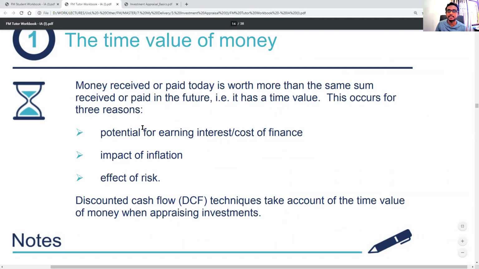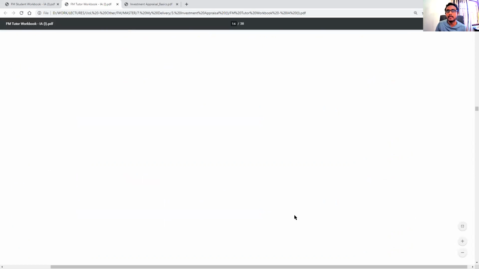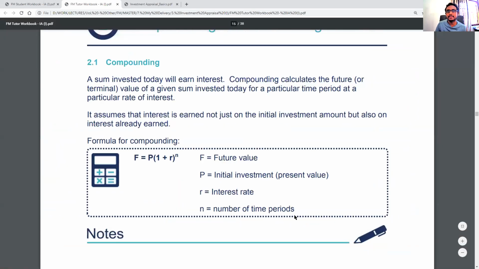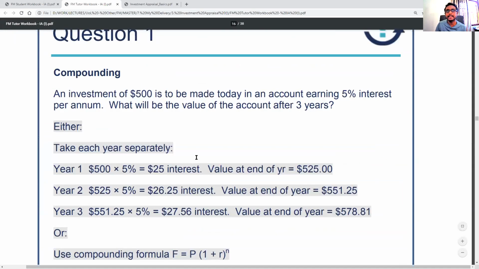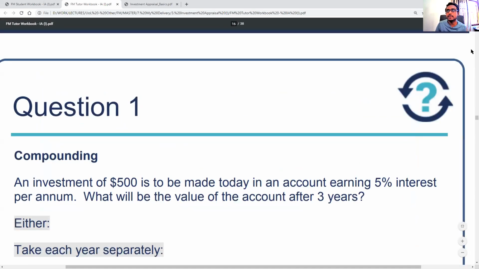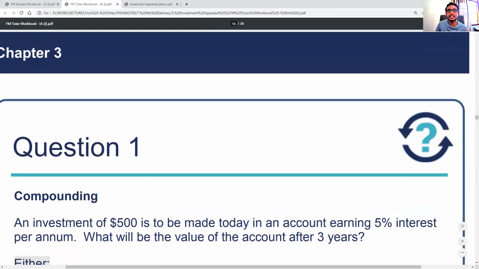This occurs for 3 reasons. Potential for earning interest, so the cost of finance is embedded there. The impact of inflation is embedded there. And the effect of risk. So discounted cash flow techniques take account of the time value of money when appraising investments. And the formula is given to you: future value is equal to present value into 1 plus r to the power n. So we'll start with a basic calculation.